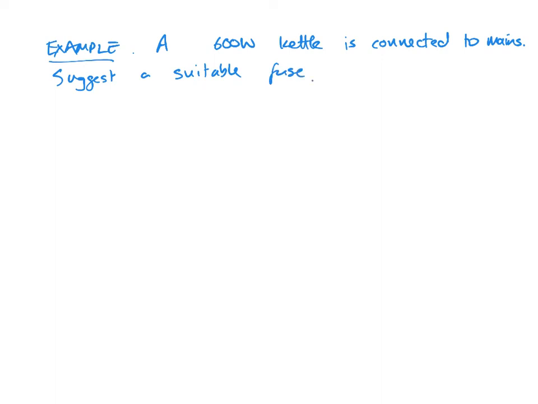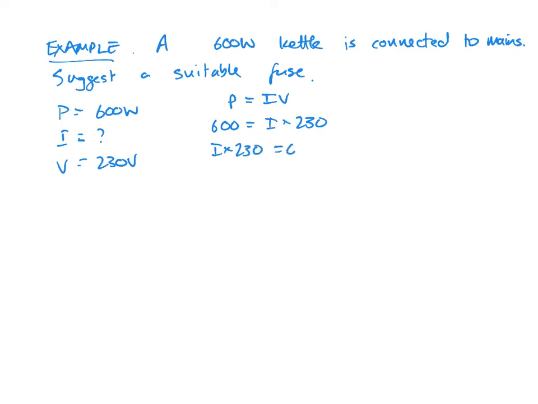So basically in this question all we're given is a power, but what we're being asked when it says suggest a suitable fuse, really we're being asked the current, and because it's mains we can fill in that V is 230 volts. So now we can use our P equals IV formula, substitute, rearrange, to calculate the current.